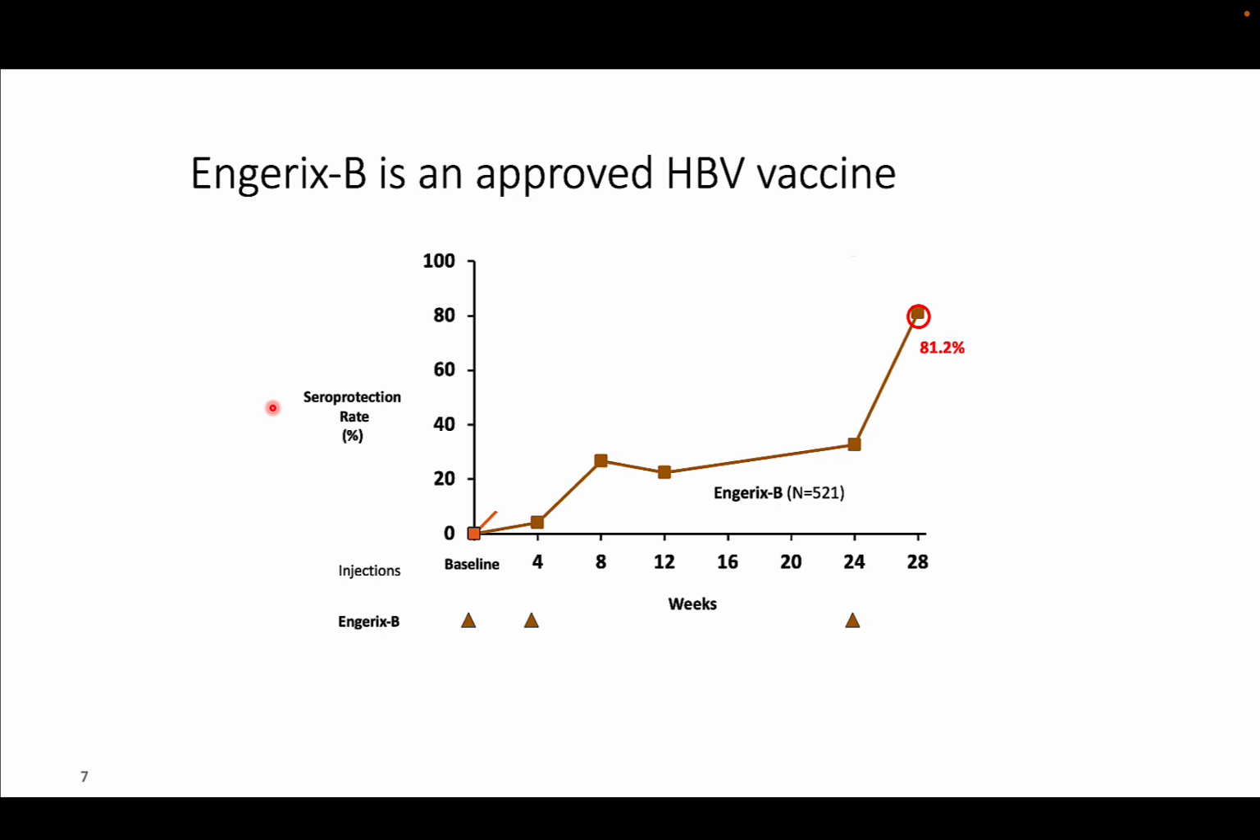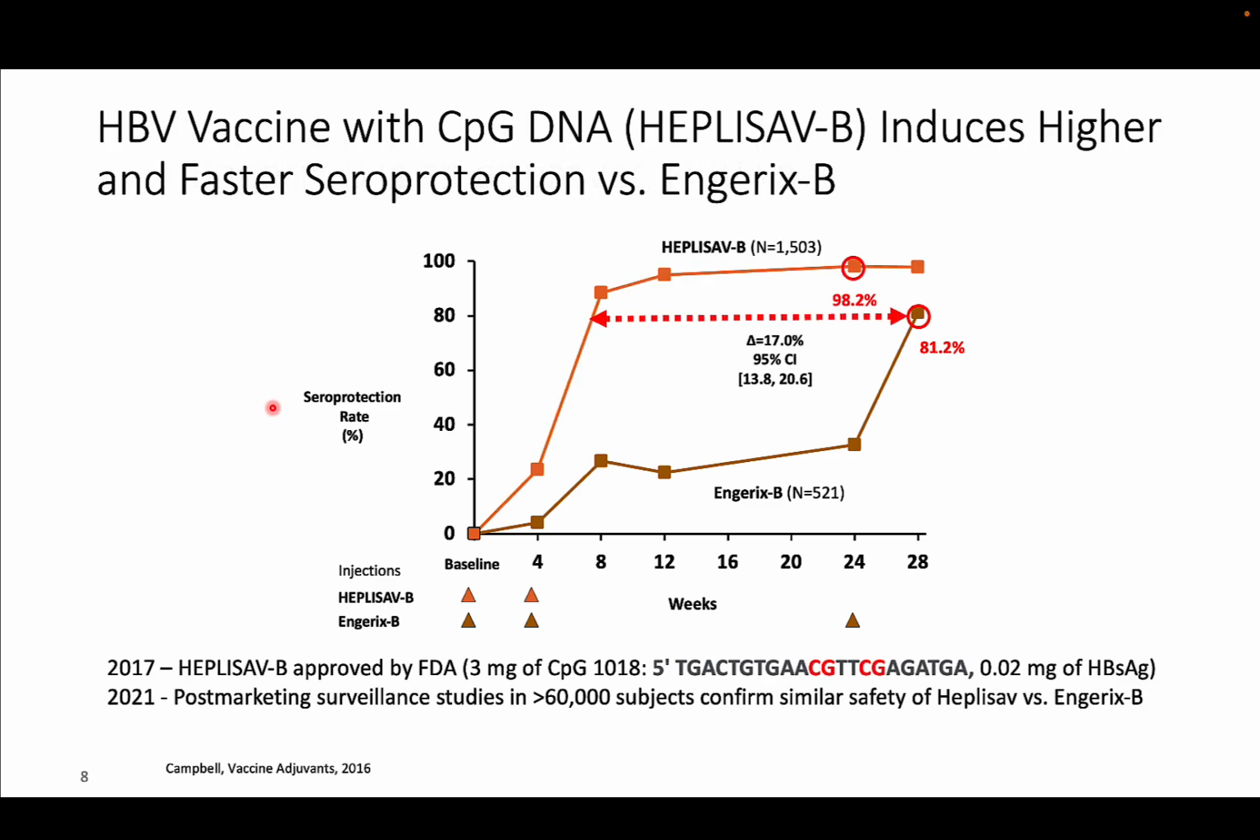So what happens if you add a CpG DNA in place of the alum adjuvant that normally is used with that vaccine? Well, this is called Heplisav-B, which contains 3 milligrams of a synthetic CpG oligonucleotide with this sequence. It just has 2 CpGs in it. And what you can see that is a very dramatic finding with the Heplisav-B, there's a huge acceleration in the development of the antibody response.